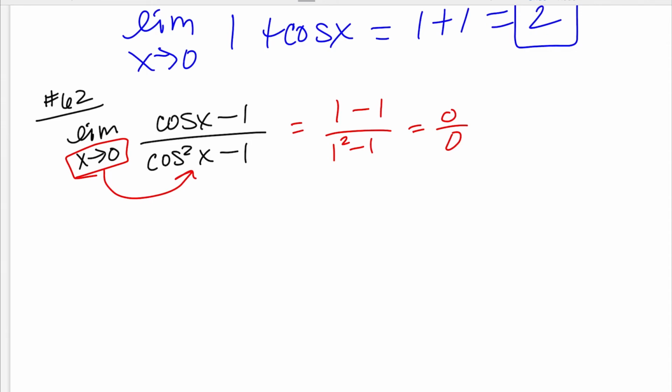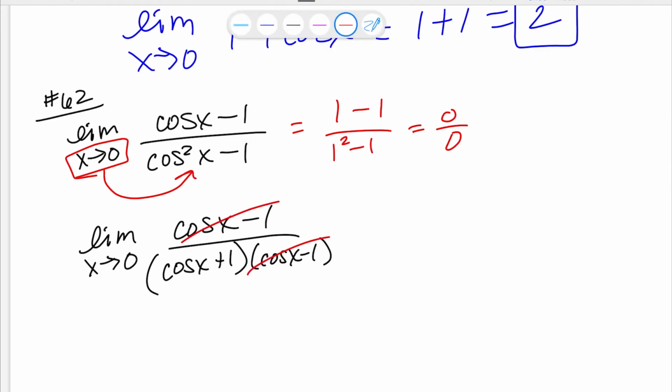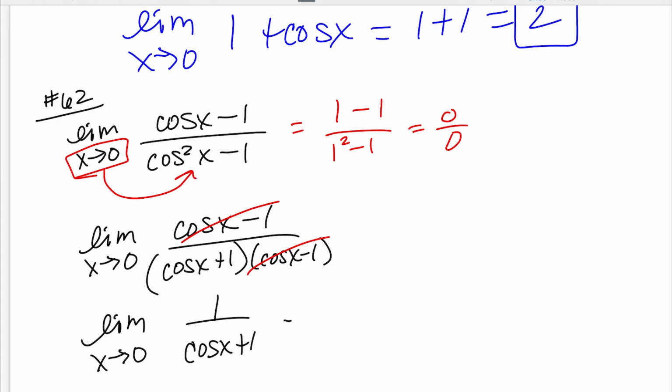So now I know that I need to manipulate this. The limit as x approaches 0, and we're back to what we did before where we can factor. I just don't have to do a Pythagorean identity. You can just straight up factor this one: cosine of x plus 1 and cosine of x minus 1. So my limit as x approaches 0 is 1 over the cosine of x plus 1. And there's your 1/2.